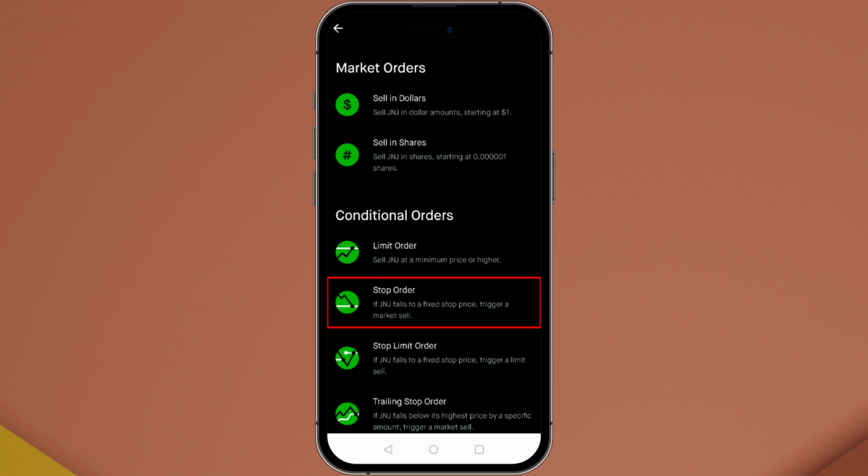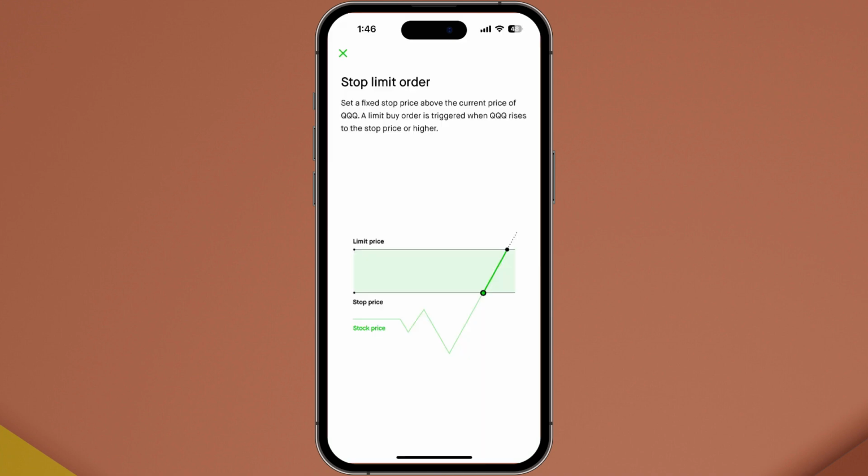The next order type is the stop limit order. It works like a stop order, but instead of a market order, it triggers a limit order once the stop price is hit. The app gives a visual of how this looks. If you want to set a stop price but only buy at a better price, you can enter that as your limit. And that's it.